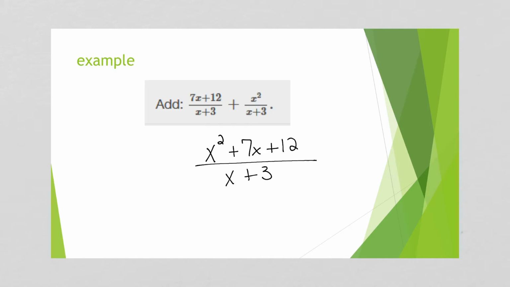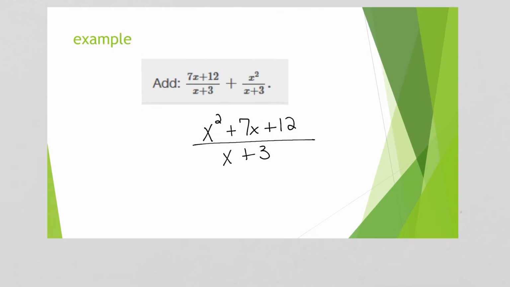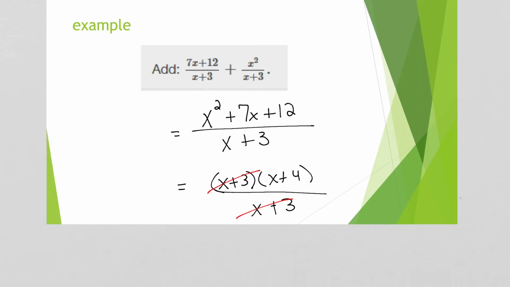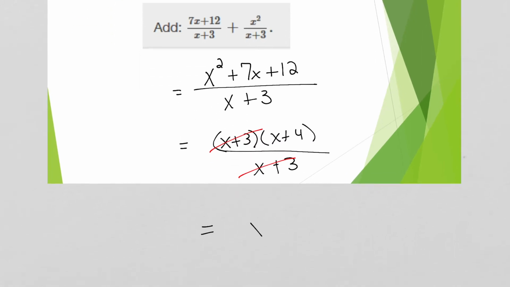Now again, last time I told you if you can factor, you should, because you might be able to mark out some like factors. In this case, we can factor it, so let's go ahead and factor it. We would get x plus 3 and x plus 4, and look at that. We can actually mark out the x plus 3's because those are the same factors, right? And so what are we left with? We are simply left with x plus 4 as our final answer.